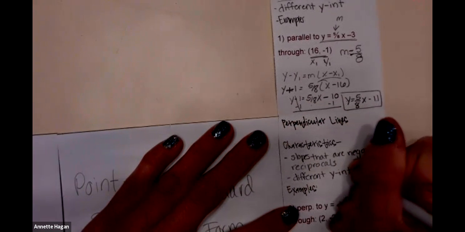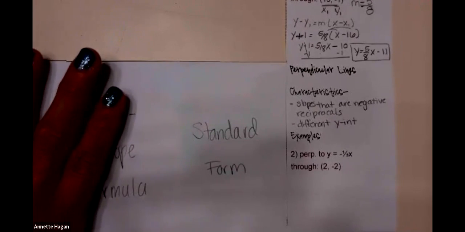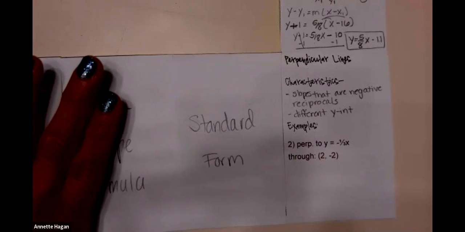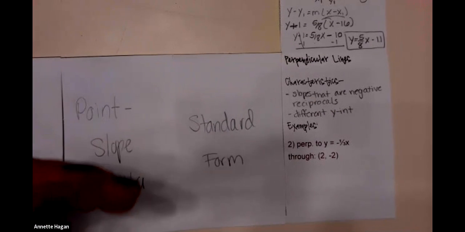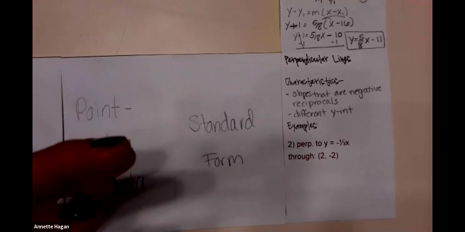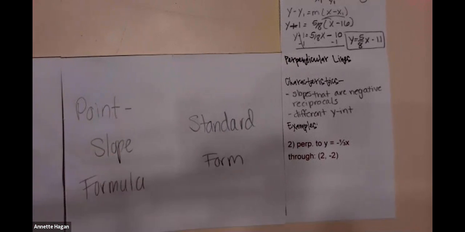So I'm saying negative reciprocals. What does that mean? Well, you have to understand what a reciprocal is, all right? A negative reciprocal is like the negative opposite. For example, if I had negative 5/8, the negative reciprocal of that is positive 8/5. It's basically flipping a fraction and changing the sign. So if it's negative, it becomes positive. If it's positive, it becomes negative.